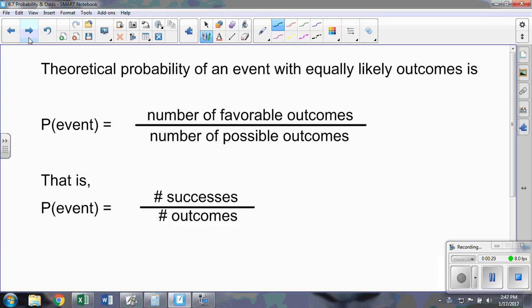You ought to know that theoretical probability is nothing more than the ratio of the number of favorable outcomes compared to the number of possible outcomes. A lot of times people will just reference it as successes over outcomes. So really all that we're doing is counting. If you can count how many ways there are to find success and how many different outcomes there are, you just got to create a fraction.